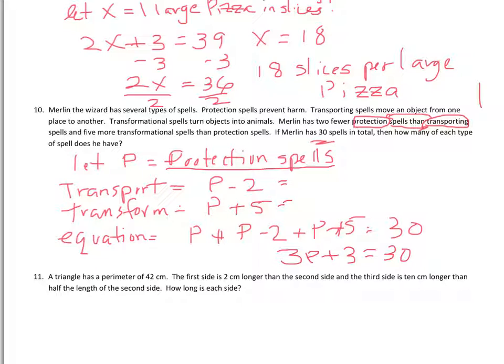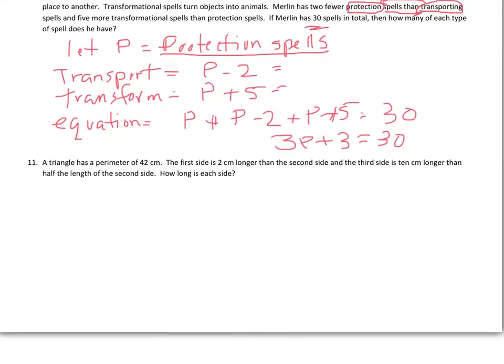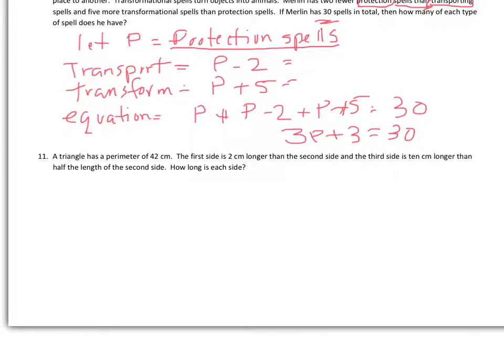Okay, let's take a look at 11. It says a triangle has a perimeter of 42 centimeters. The first side is 2 centimeters longer than the second side, and the third side is 10 meters longer than half the length of the second side. How long is each side?